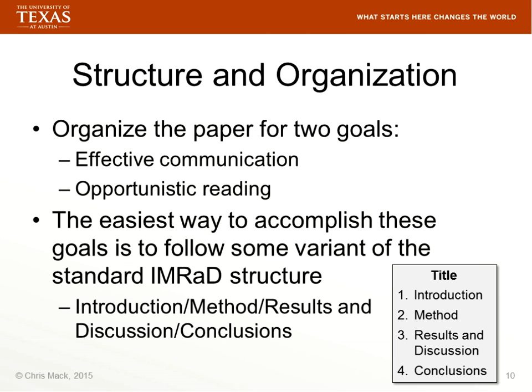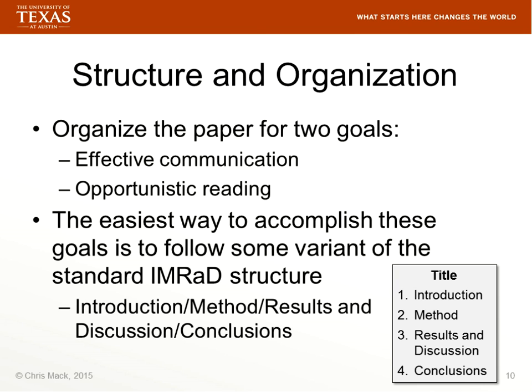First is organization. You should organize your paper before you start writing words. The two goals of organization: effective communication, which is your goal of all aspects of the writing process. But there's a second goal as well called opportunistic reading. You know that people are searching for the right paper to read. Everyone wants to find the paper that tells them the thing that they want to know. How do they find it?